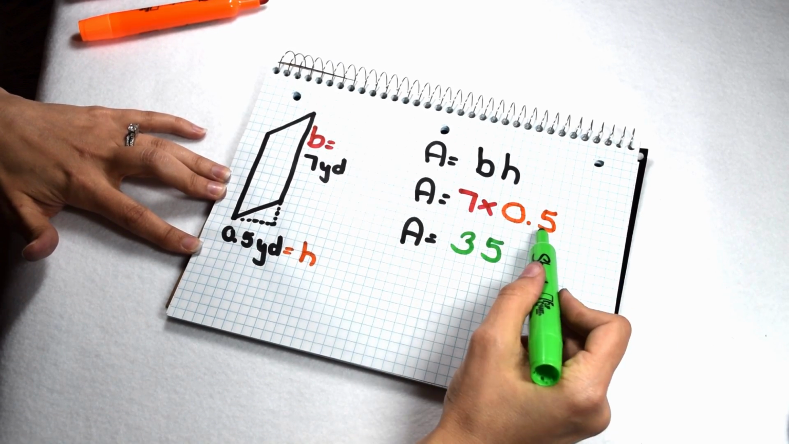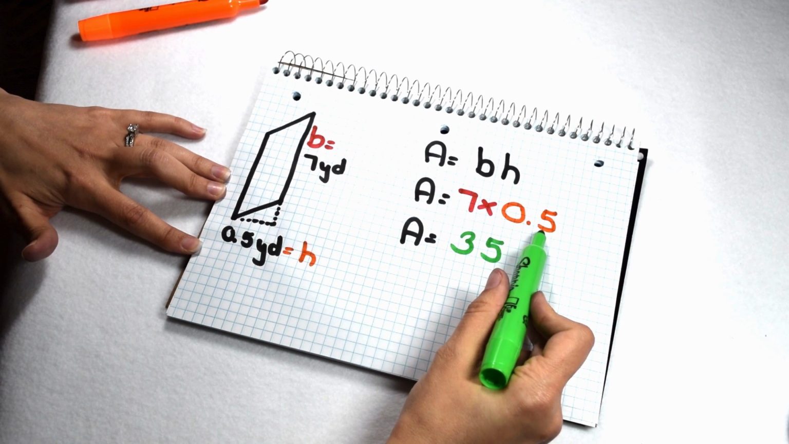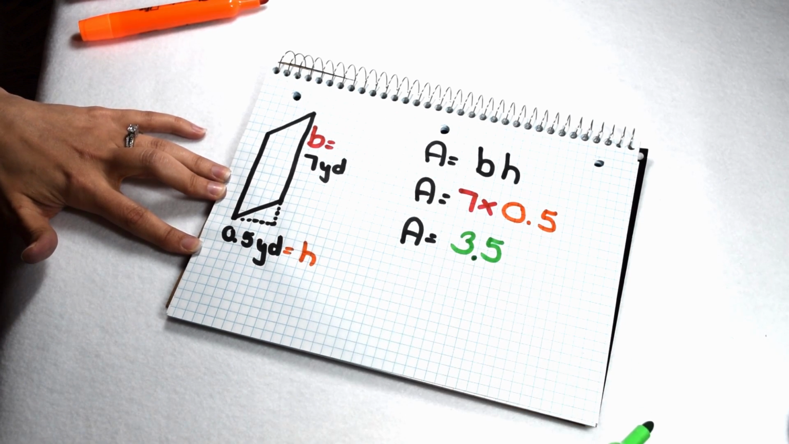I can take my decimal point. Since I have 1 decimal point in my factor, I need 1 decimal point in my product. That gives me 3 5/10.